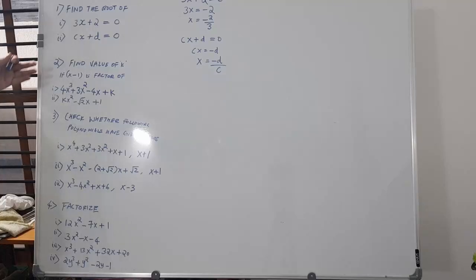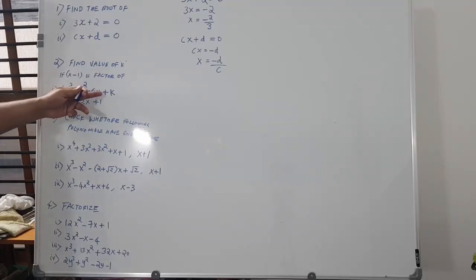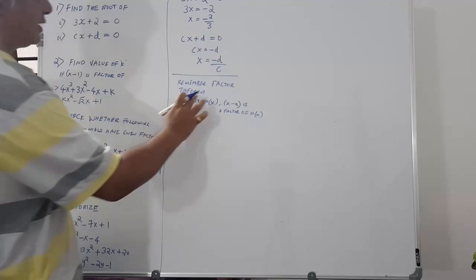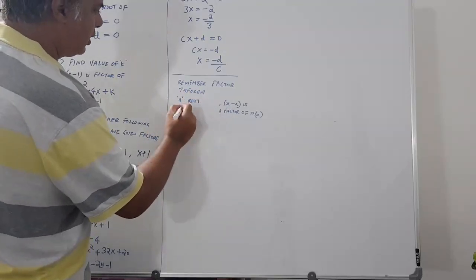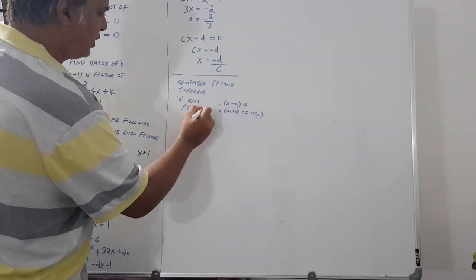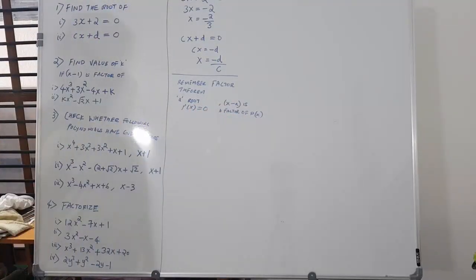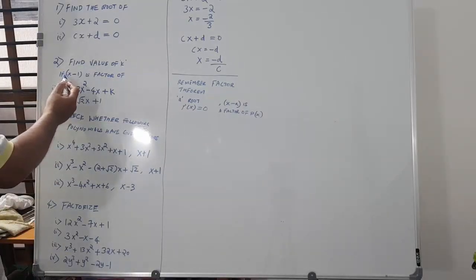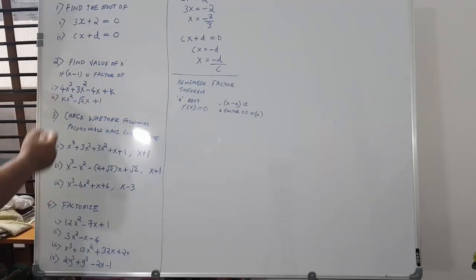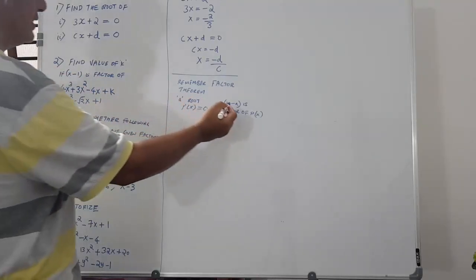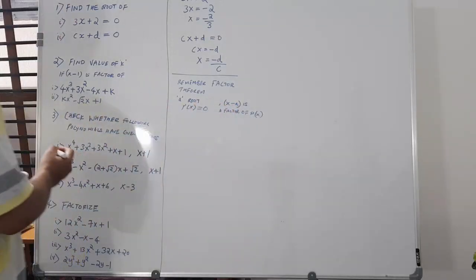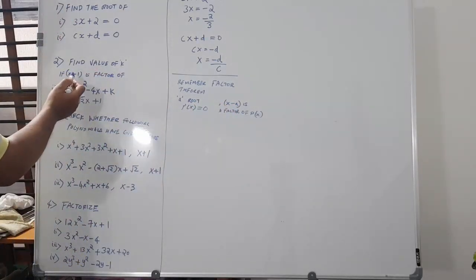So x is equal to minus d by c is the root of cx plus d equal to 0. Okay. Second question says, find the value of k if x minus 1 is a factor of 4x cubed plus 3x squared minus 4x plus k. So if a is a root of the equation p of x equal to 0, then x minus a is a factor of p of x. So using that idea, if we are given that x minus 1 is a factor, we know that x minus a, if it is a factor, a is the root. Here instead of a we have 1, right?